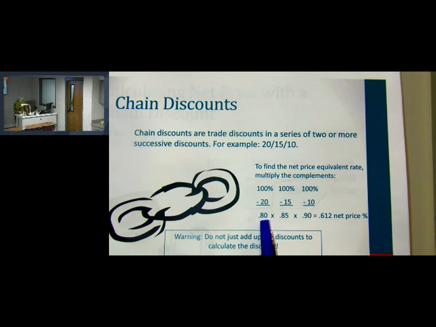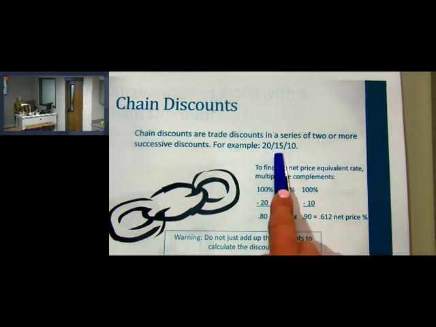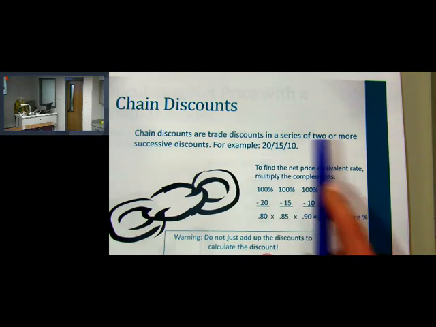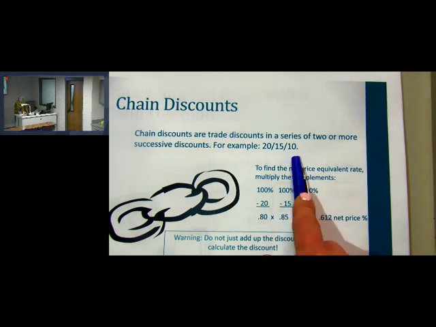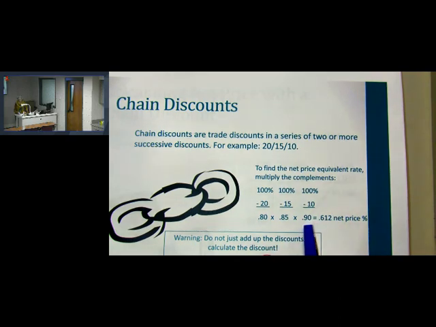Then, after that is applied, you have another 15% discount. The complement of a 15% discount is 0.85. And then you get a final 10% discount. The complement of the 10% discount is 0.90. So basically, you've got a series of discounts here.